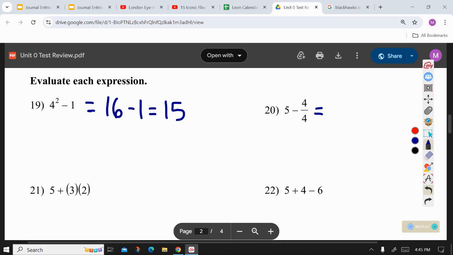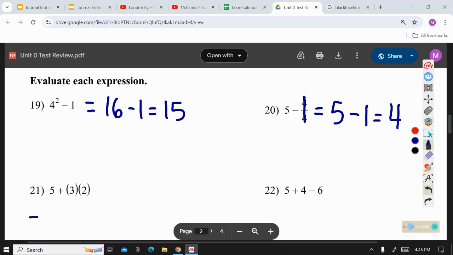Now on this problem, we have 5 minus something, but we got to understand that 4 divided by 4 is just a big 1. Okay, so this is really just 5 minus 1, and 5 minus 1 happens to be 4. All right, it's a coincidence that it happens to be 4.